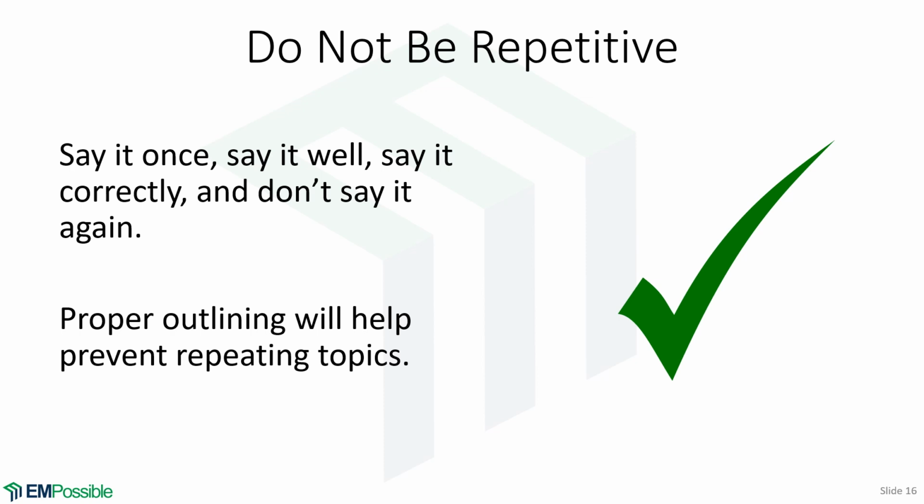Do not be repetitive. The rule is say it once, say it well, say it correctly, and don't say it again. Proper outlining will definitely help you do this and help you from being repetitive. I think repetitiveness happens when maybe you're being lazy, you're filling space, you're just sort of writing off the cuff. You just start writing and things end up repeating, or if you're copy pasting from other resources, that can lead to repetitiveness. So just keep in mind, say it once, say it well, don't say it again.